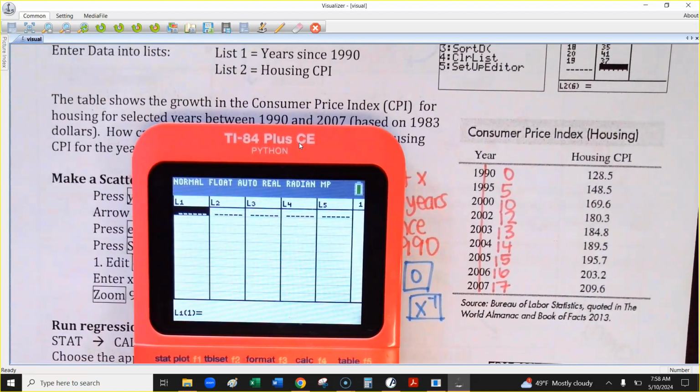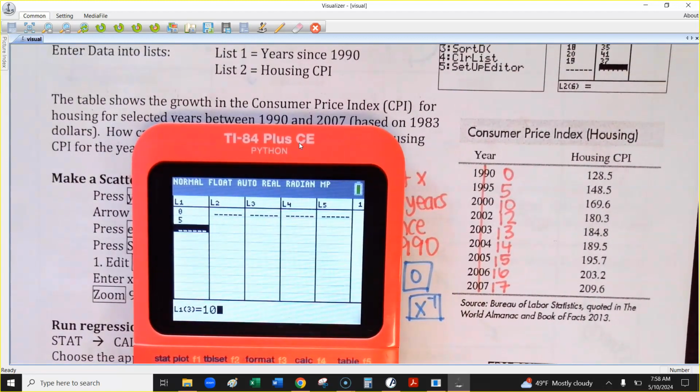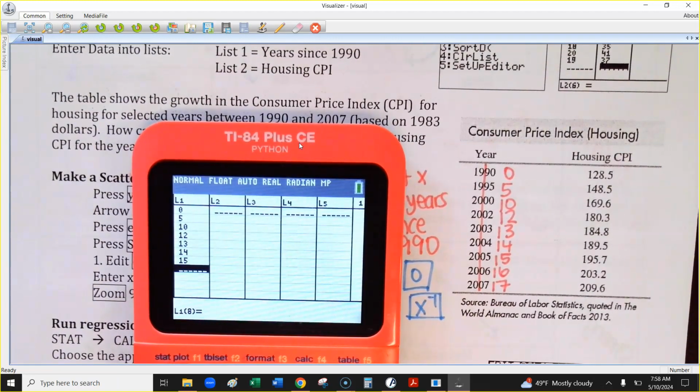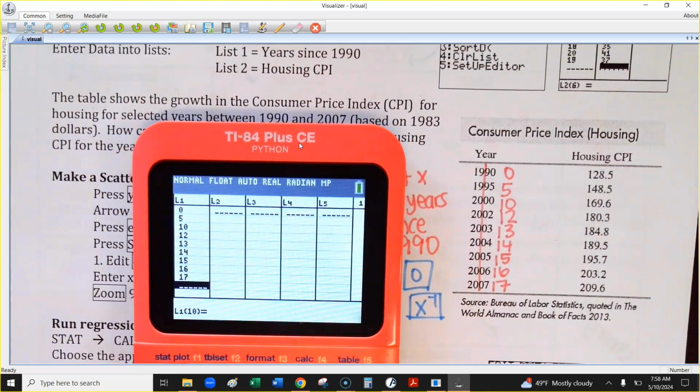Now, in the list 1, you're going to put your X values. So I'm just doing those years that I renumbered so we didn't have to type the whole year in. So like the 0, 5, 10, 12. In between each one, you have to hit enter. Once you put those numbers to represent the years in, just use the right arrow key and get into the second column.